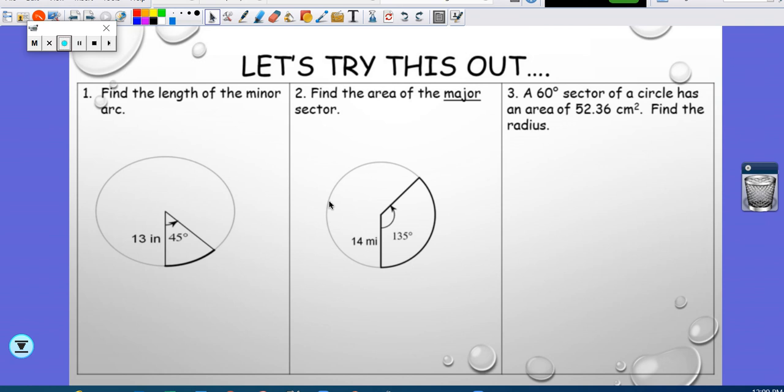Guys, so I'm going to redo the problems that we already did in class. So this question is asking us to find the length of the minor arc, and the minor arc would be the piece of the arc, and that's right here.